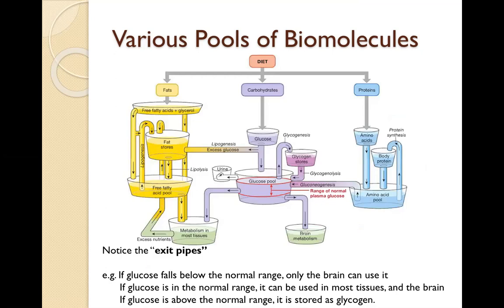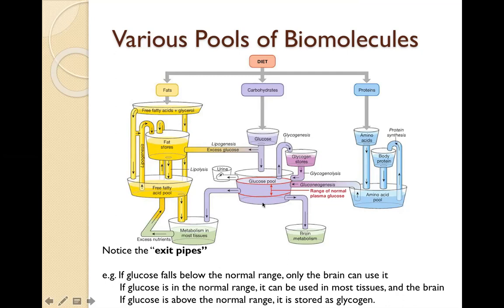So just notice some of the exit pipes. We're going to focus here on glucose. So glucose, you have your glucose storage here, and these red lines indicate the normal range of glucose in the body. And you can see that when it's in the normal range, you use glucose for brain metabolism. When it's in the normal range, you'll use glucose for metabolism in most tissues. So brain metabolism and most tissues.